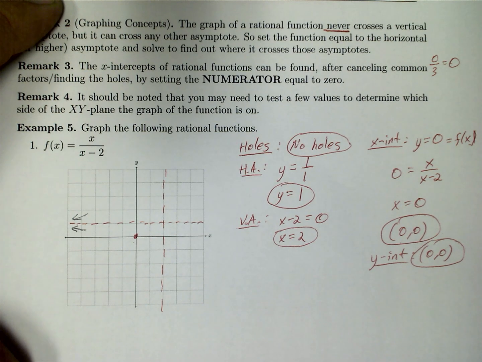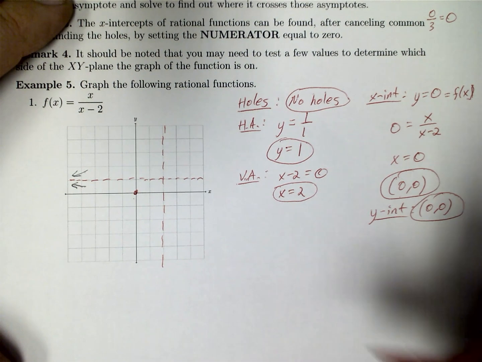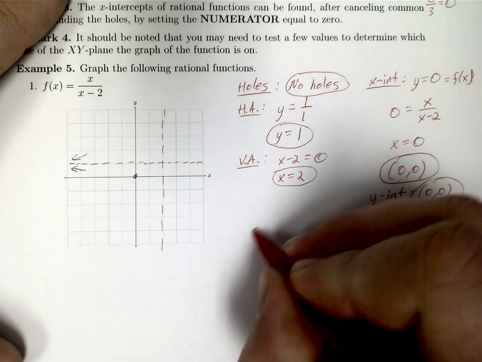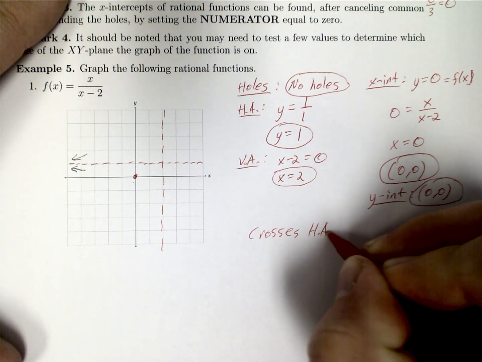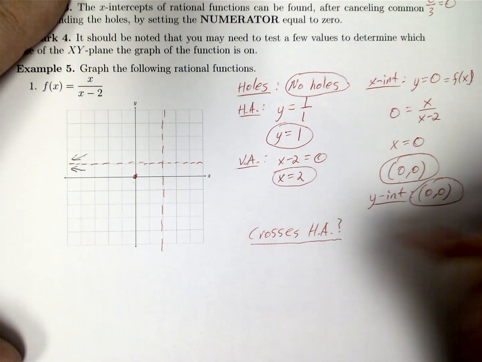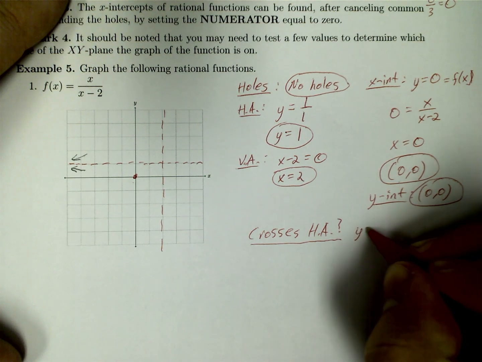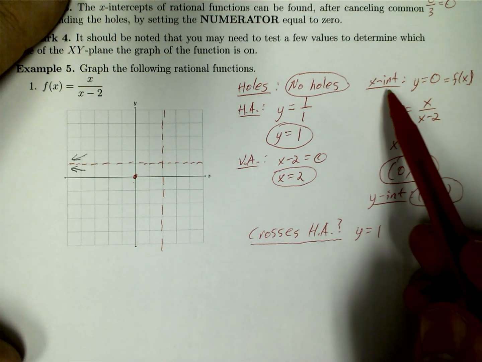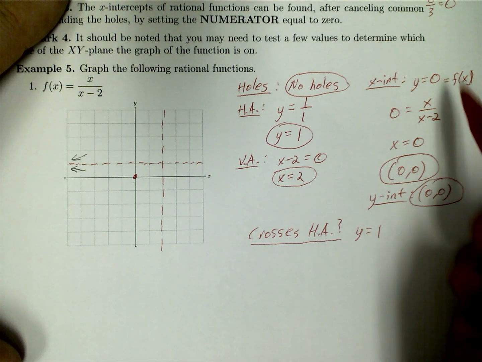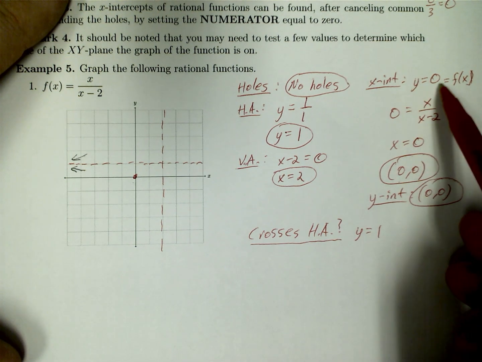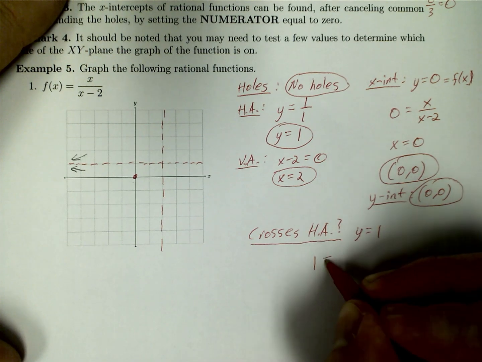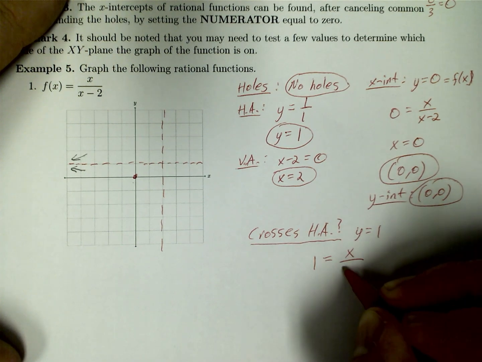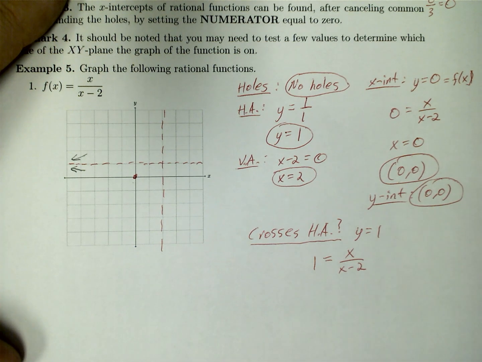So we ask one last question: does it cross the HA, the horizontal asymptote? So what is the horizontal asymptote? y equals 1. Similar to how we found the x-intercept, we set 0 equal to the whole thing. Here we're going to set 1 equal to our whole original function. So when does 1 equal x over x minus 2?